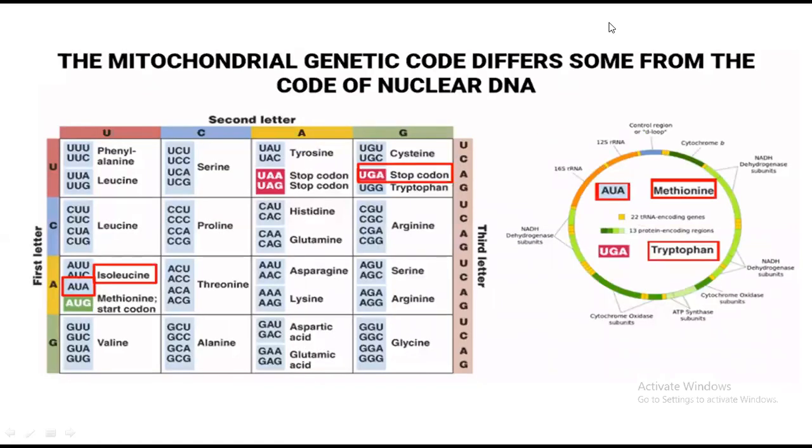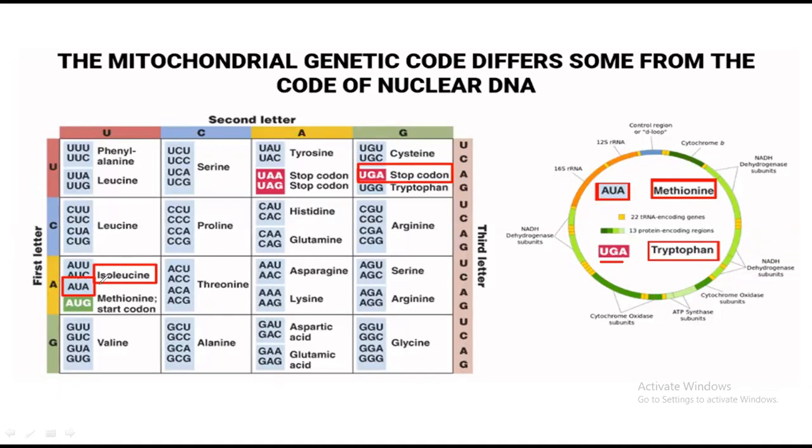Another very important difference is the coding difference. The mitochondrial genetic code differs from the code of the nuclear DNA. Here are the codes that are coding different amino acids. But just look here, this UAA, UAG, and UGA act as stop codons in the nuclear DNA. But in mitochondrial DNA, the UGA portion codes for tryptophan. Okay, so there is a difference.